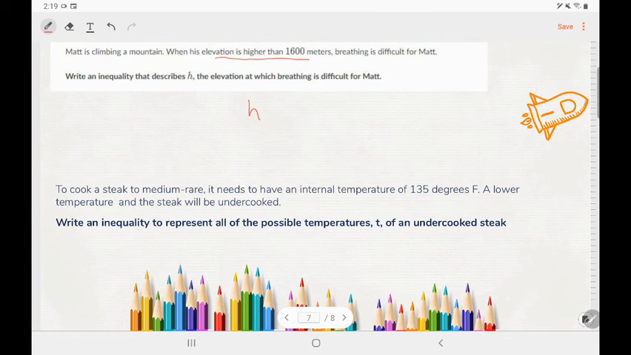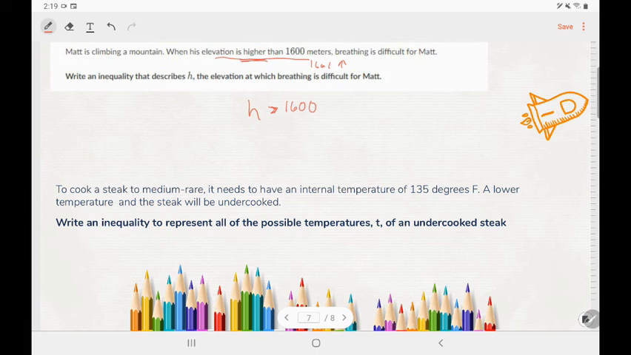So 1,600, and 1 would be harder, so anything higher than 1,600. So h greater than 1,600 is when it's going to be difficult to Matt. Notice it didn't say higher than or equal to 1,600, or it didn't say it starts getting hard at 1,600. It just says higher than. So no or equal to.